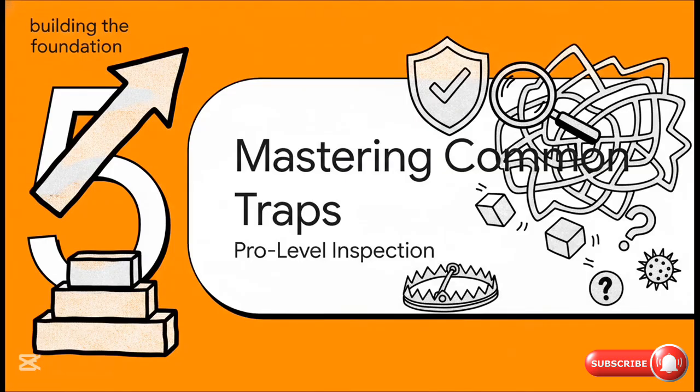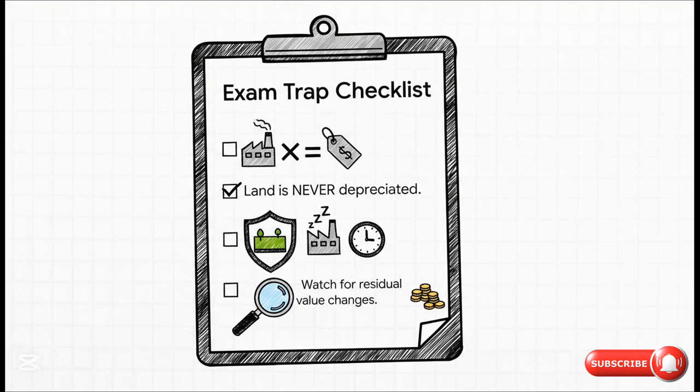Okay, we have built our foundation. Now it is time for the final quality check. This is where we go from being just competent to truly pro-level by mastering all the common traps that examiners just love to set for students. Let's run through our final inspection checklist. Remember, depreciation is about allocation, not market value. Land is never depreciated. An idle asset is still being depreciated.